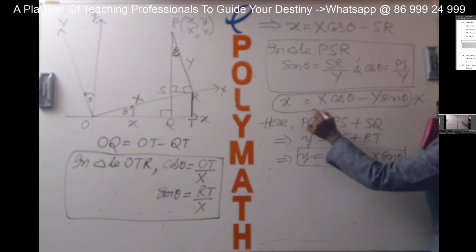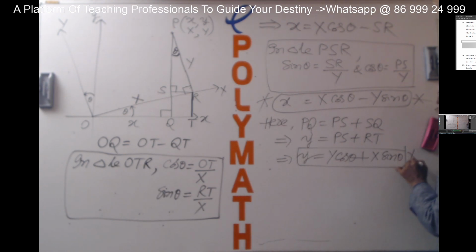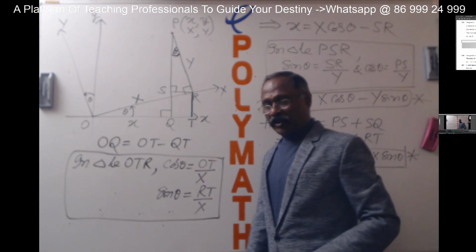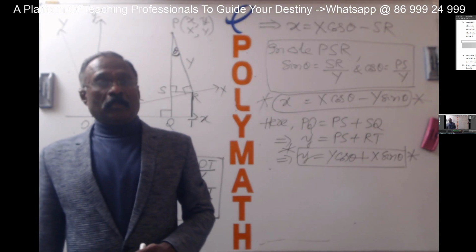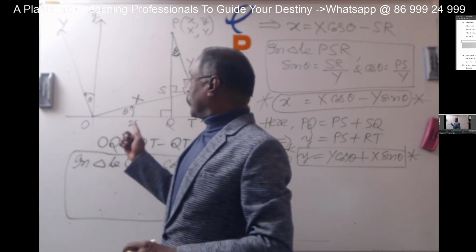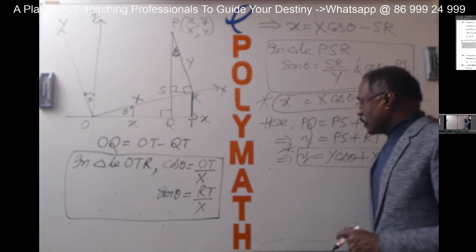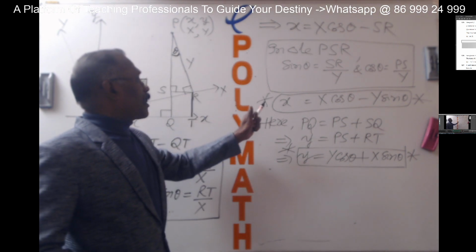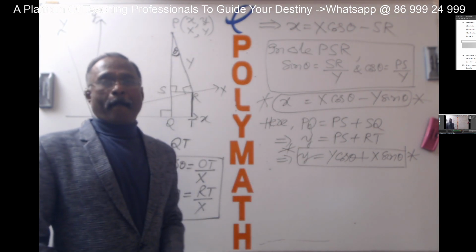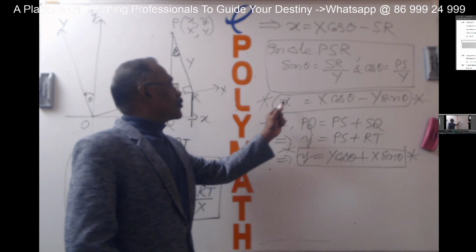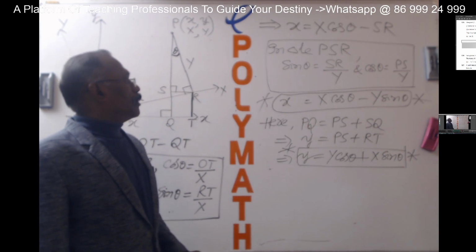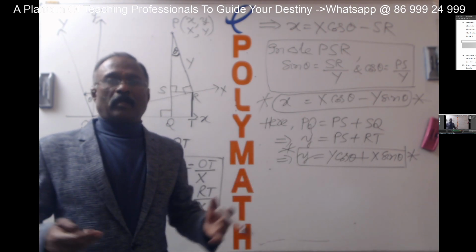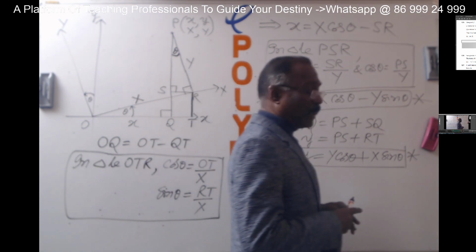You have small x, small y in terms of capital X, capital Y, and theta. This is the relation we have got between the original and the new axes, with the angle of rotation theta. Similarly, this is a relation from original to new, and new to original can also be found out similarly.